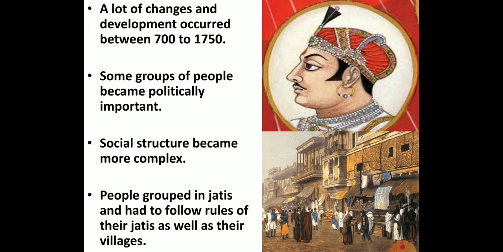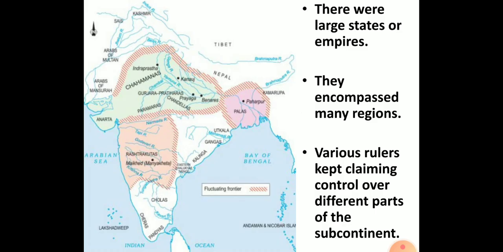We learnt about groups of people who became politically important. We also learnt that social structure became more complex. People were grouped into jatis or subcastes. They had to follow the rules of their jati as well as their villages. And we also learnt that groups of villages were only a small unit of a state.